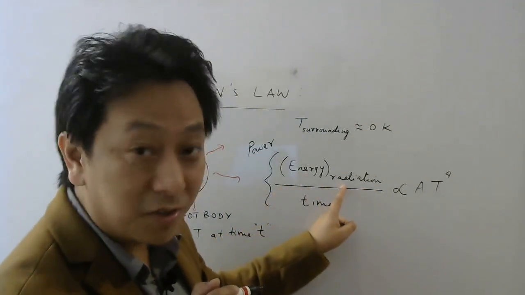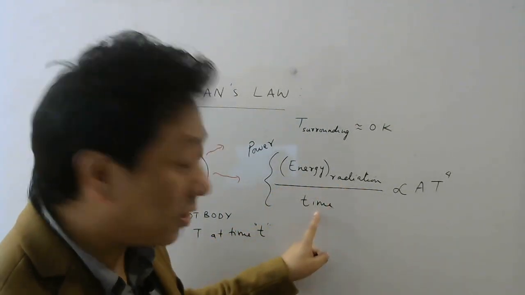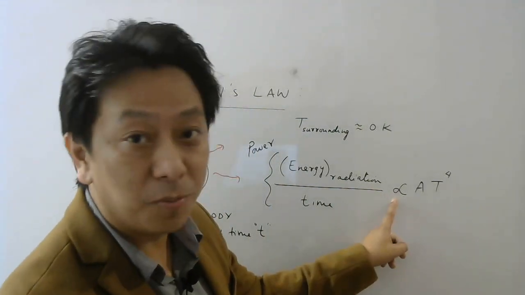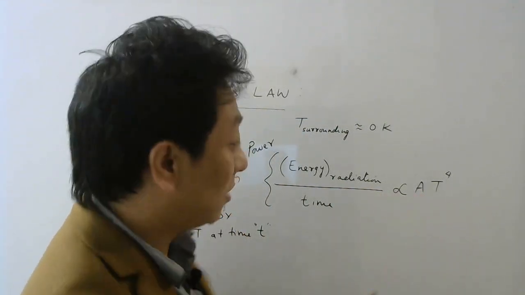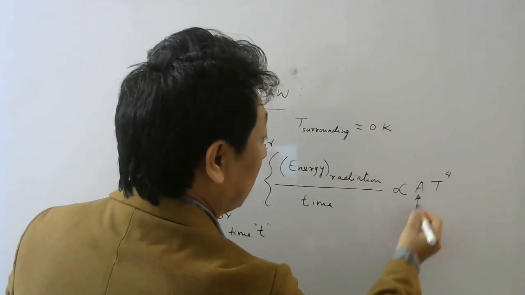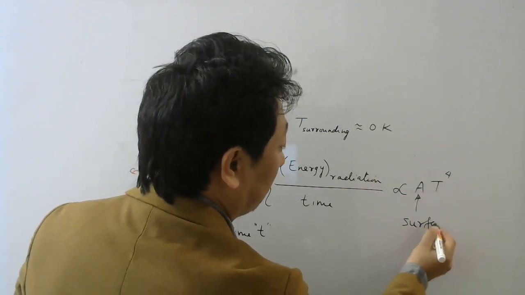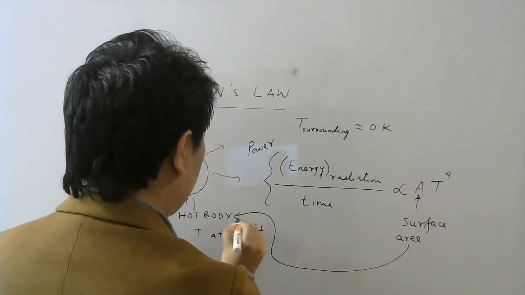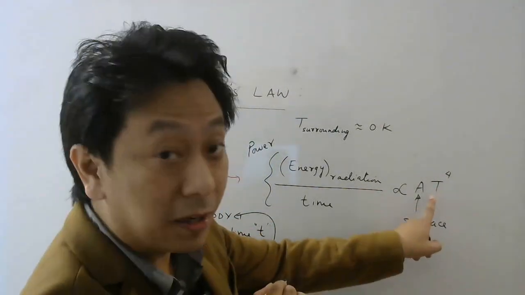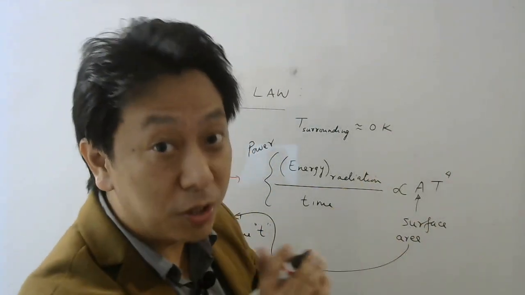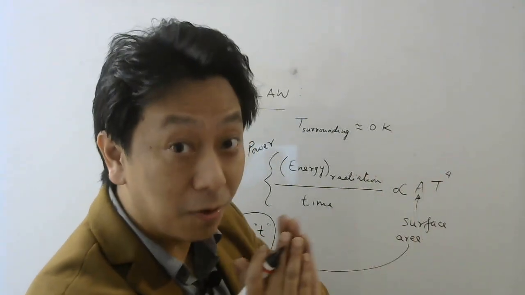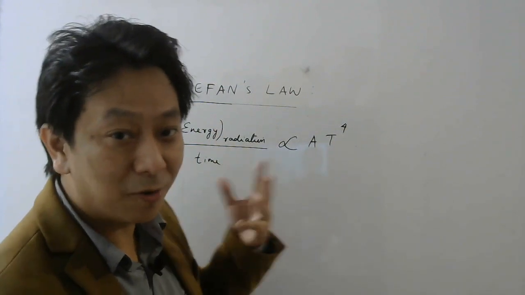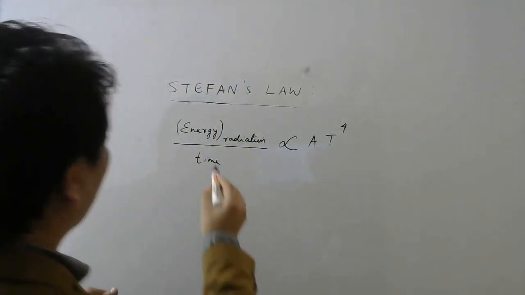So energy of the radiation emitted per unit time according to Stefan's law is directly proportional to the area, where A is the surface area of the body. So surface area of this body. Okay. Capital T to the power 4. So you need to remember that the power is 4. Okay. Now this formula, which is Stefan's law, can also be written in this way.